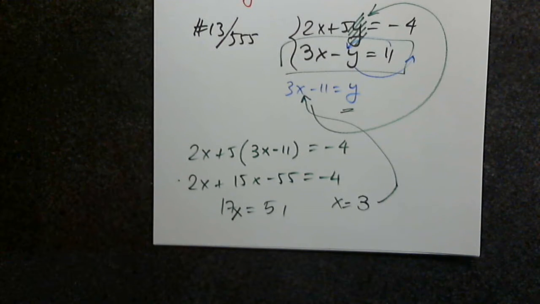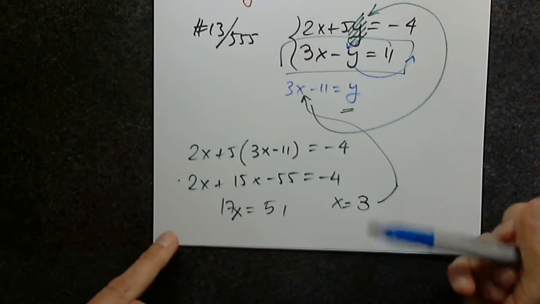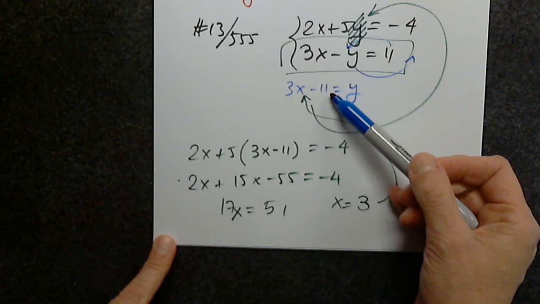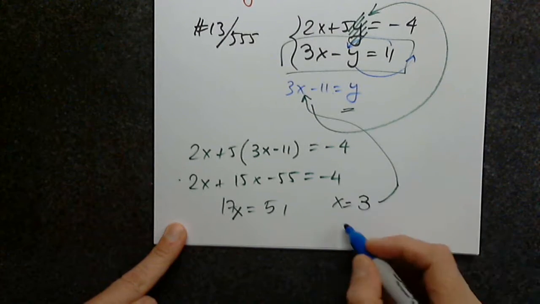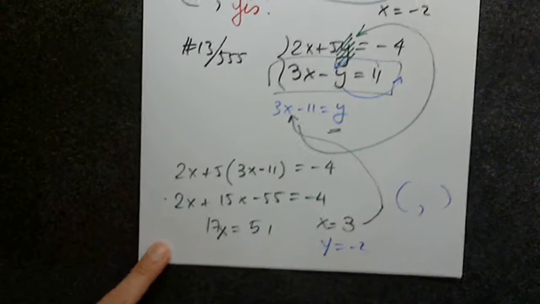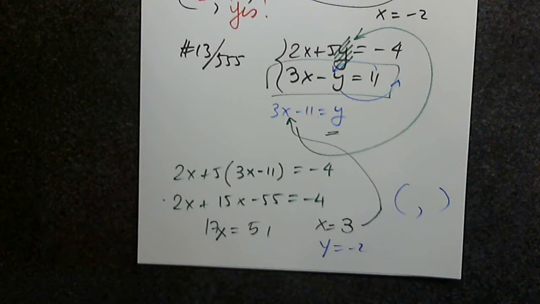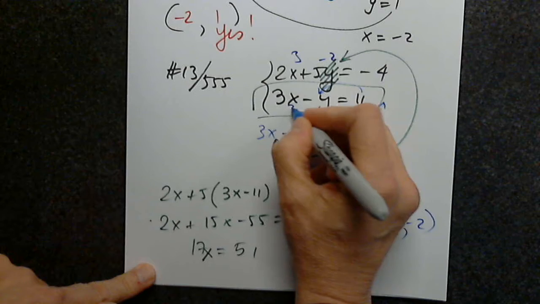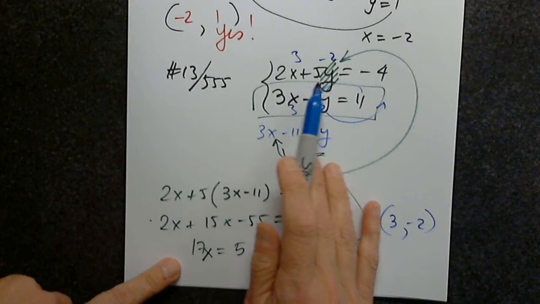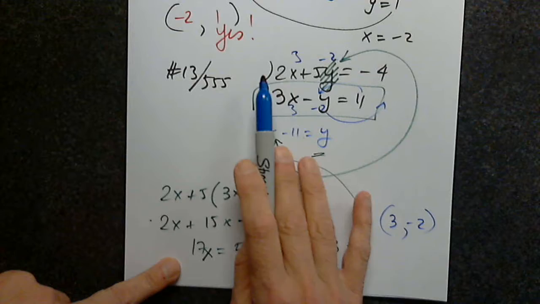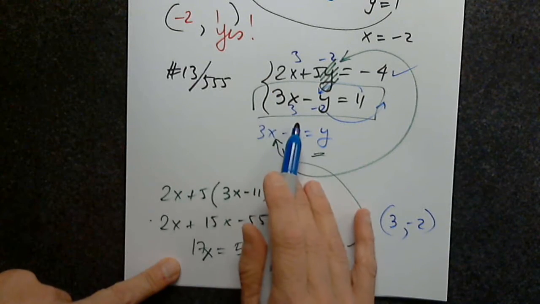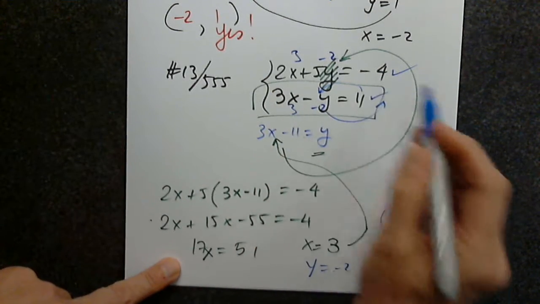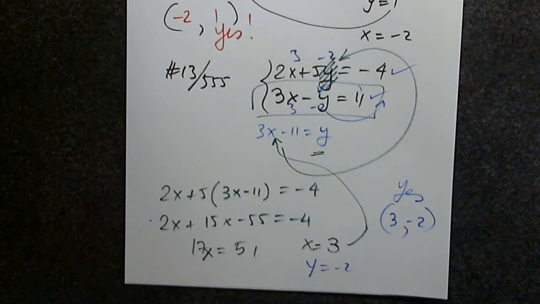Because I have to determine the ordered pair, right? So then 3 times 3 is 9, minus 11, negative 2. So then the solution appears to be, I'm not sure yet, but it appears to be (3, -2). So 3, -2: 6 minus 10 is -4. 9 plus 2 is 11. Yes. And then I go back and say, yes, this is it.